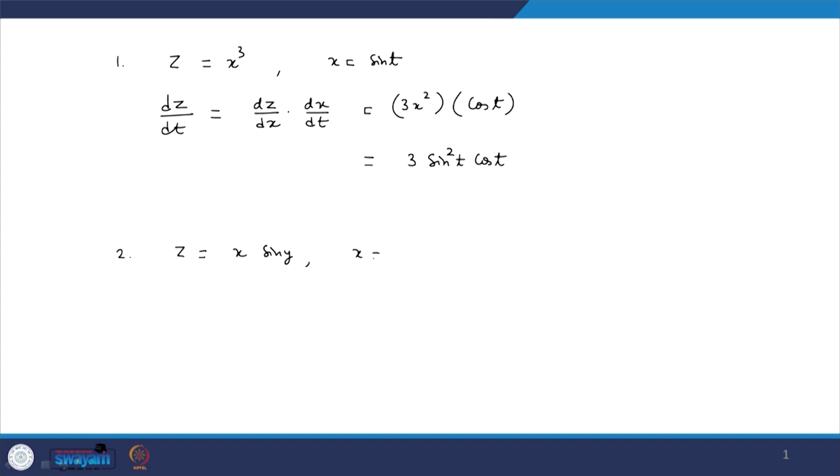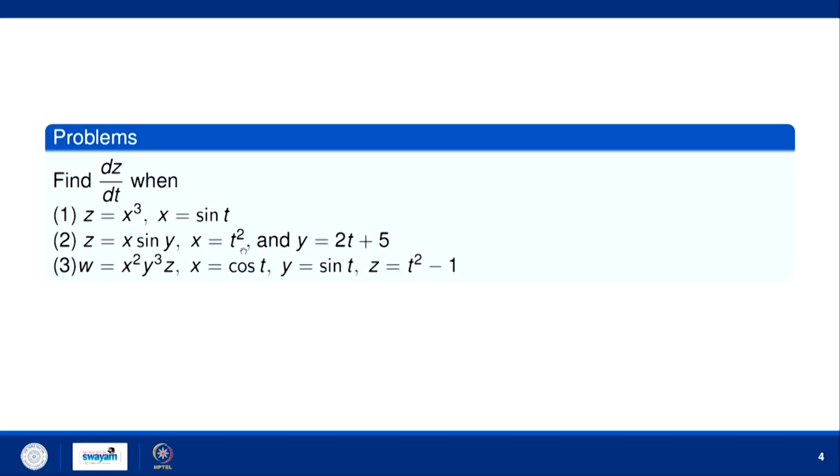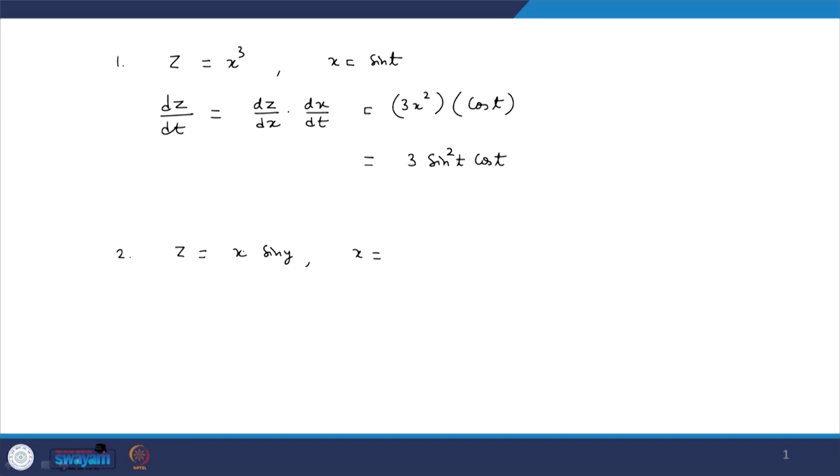And what is x? X here in this problem is t square and y is 2t plus 5. So, to compute dz by dt, it will be what? Now, z is a function of two independent variables x and y, and x and y are in turn functions of t. So, that will be del z by del x into dx by dt by chain rule plus del z by del y into dy by dt.